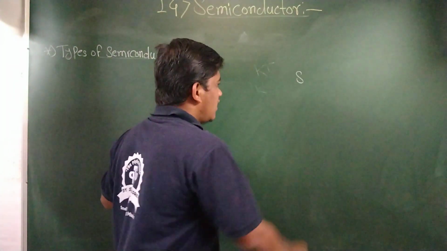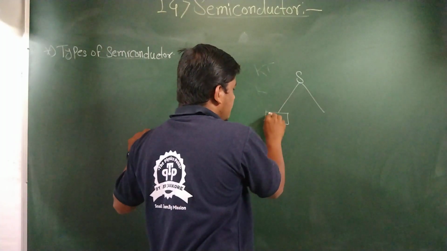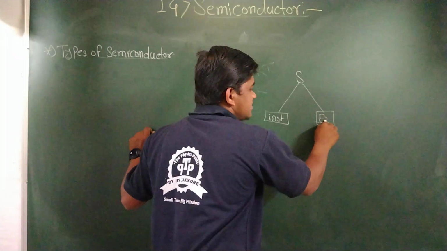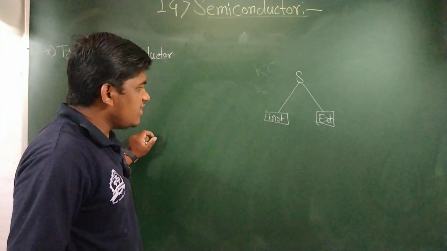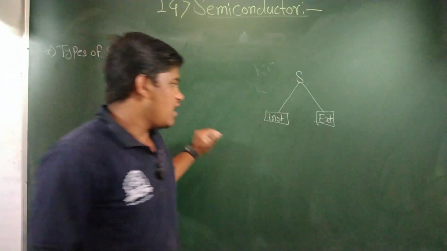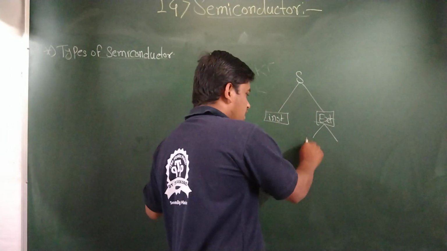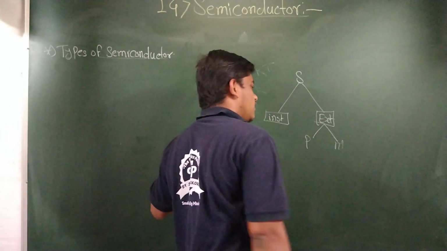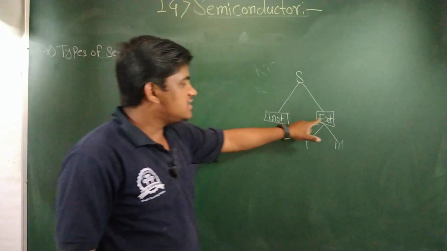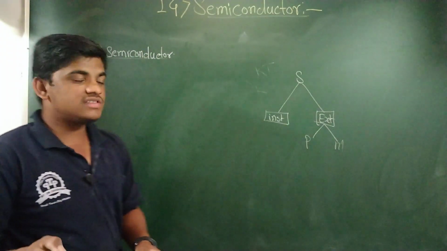Consider this is a semiconductor, and it is classified in two forms: the intrinsic semiconductor and the extrinsic semiconductor. The intrinsic semiconductor is a pure semiconductor, and this is the only one branch. The extrinsic semiconductor again has two types: the p type semiconductor and the n type semiconductor. The pure semiconductor we discuss in the same lecture, and in the extrinsic semiconductor, impurity is added to the pure semiconductor.